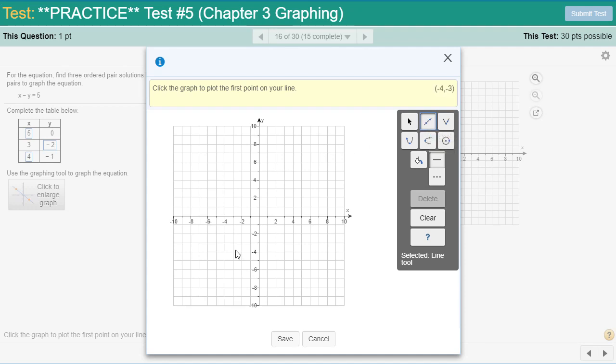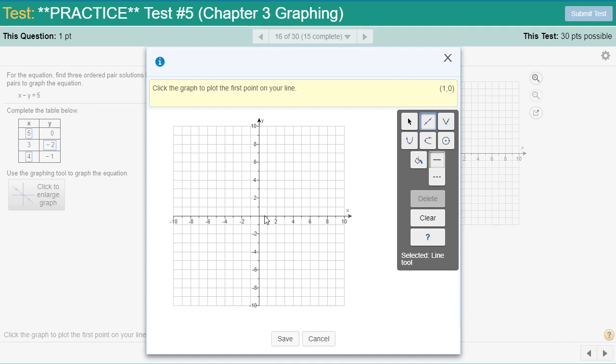Notice that once I start to hover my cursor over the graph, in the upper right hand corner this ordered pair changes as I move my cursor around the graph. The ordered pair in the upper right moves based on where my cursor is hovering. I want to plot the point 5 comma 0. We always start in the middle at the origin, 0 comma 0, and you can see that reflected in the yellow box in the upper right, 0 0. So positive 5 comma 0.